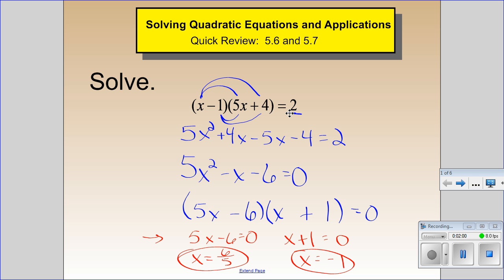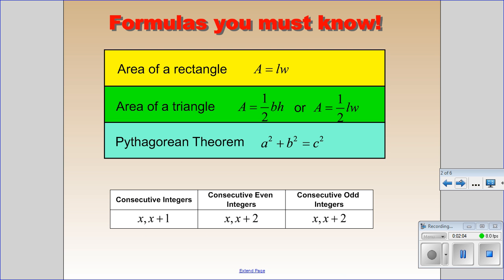If you have trouble doing problems like that, make sure you practice those before you start the word problems. So before we can solve word problems, let's look at all the formulas we must know. These must be memorized so that whenever we see a problem, we can diagnose which formula we'll use to help solve the quadratic equation. In the yellow box, we have the area of a rectangle is the length times the width. The area of the triangle is 1/2 base times height, or 1/2 length width. And the Pythagorean theorem is a squared plus b squared equals c squared.